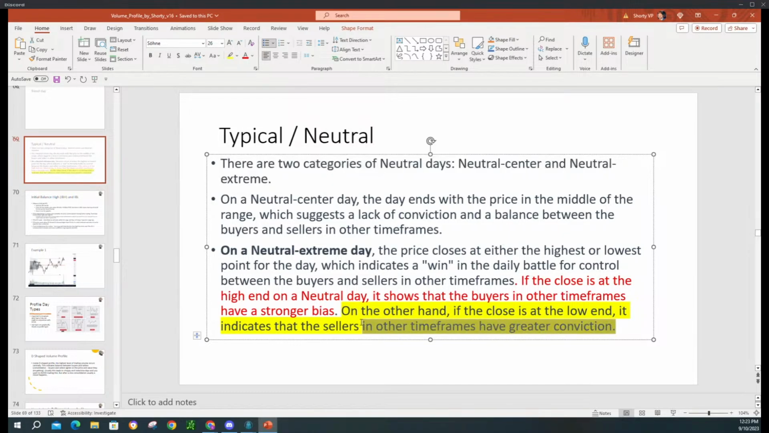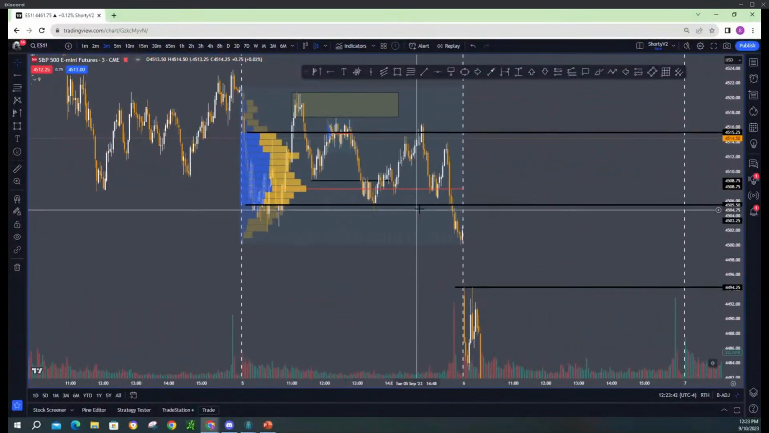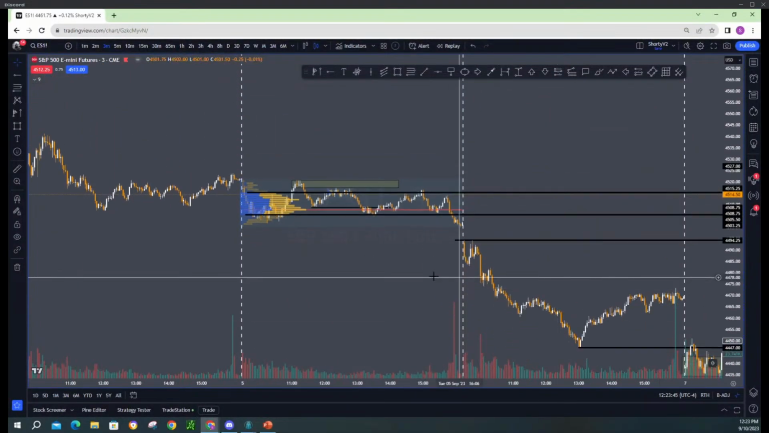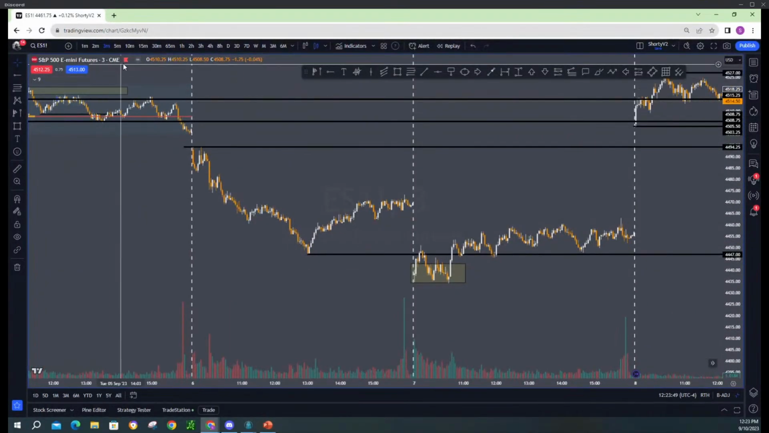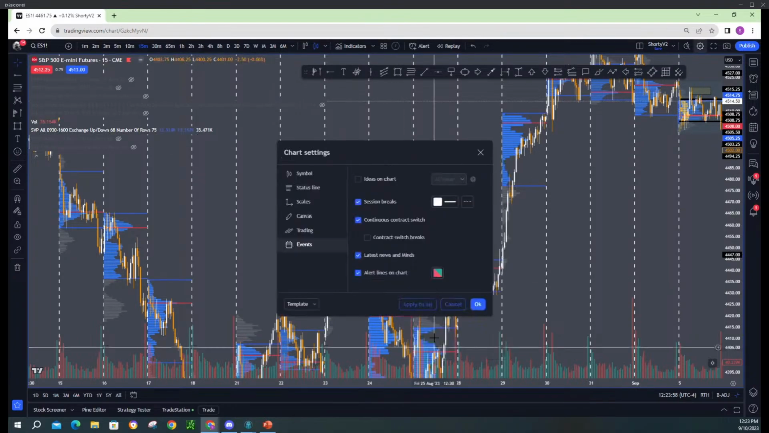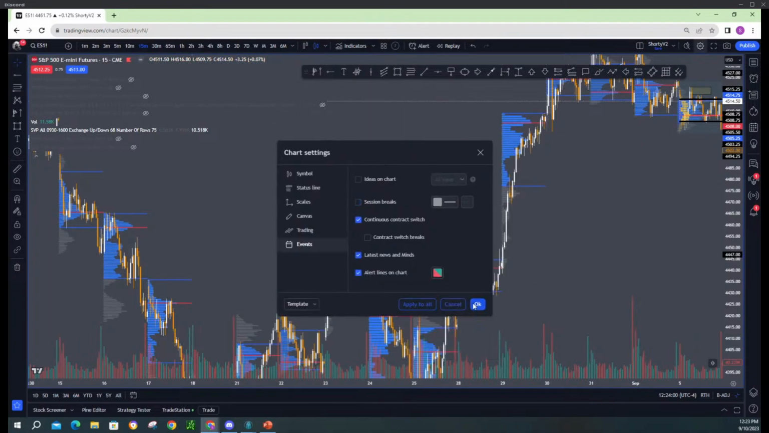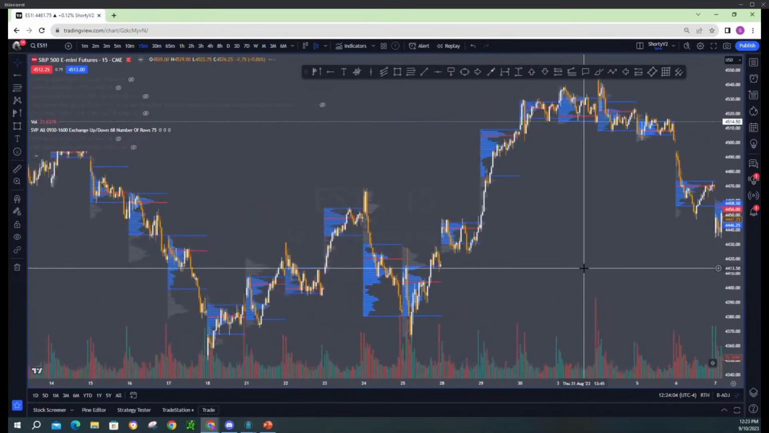And look what it says. On the other hand, if the close is at the low end, it indicates the sellers have greater conviction. So now you go back to it and you analyze this, and it's like, okay, you close below it. What happens next day? Down we go. And you're able to kind of see, the market gives you information, right? Volume profile is not a decision-making tool, but it's a market information tool that helps you identify what is really going on. Like, what are they doing? Why are they doing that, right?